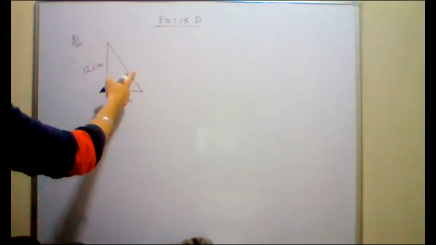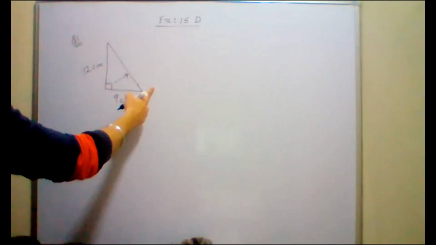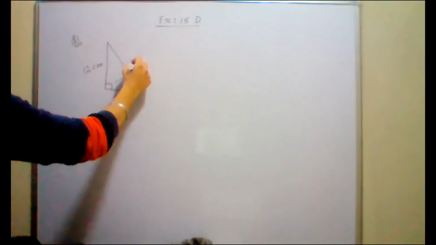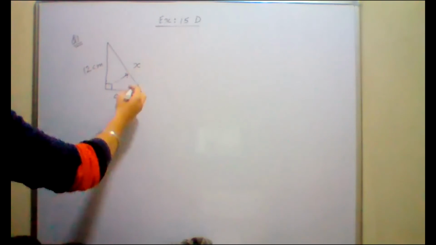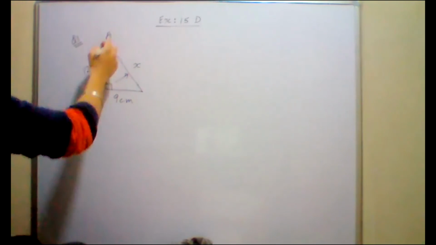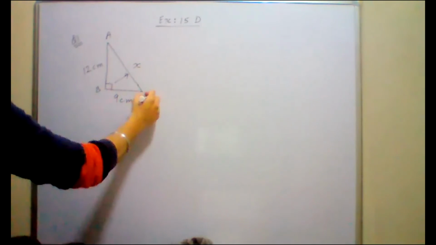The side opposite to the right angle is always the hypotenuse. So that is missing here. Let's assume that it is x. This is the triangle ABC.